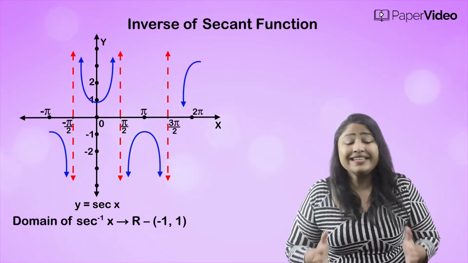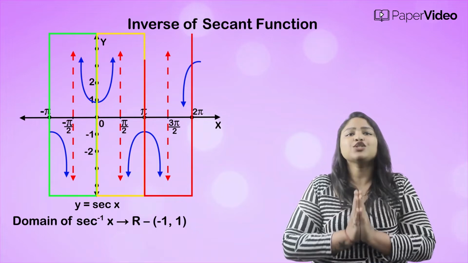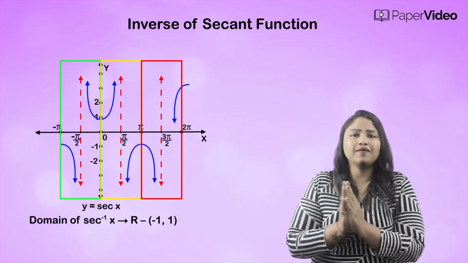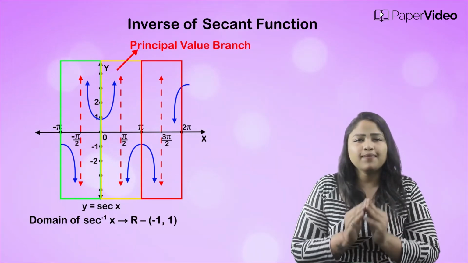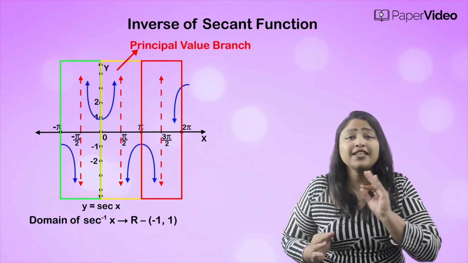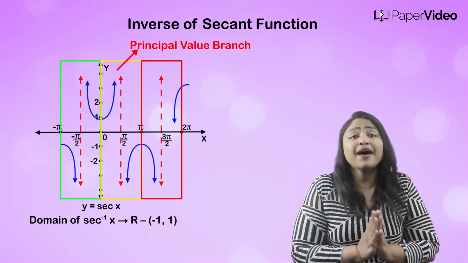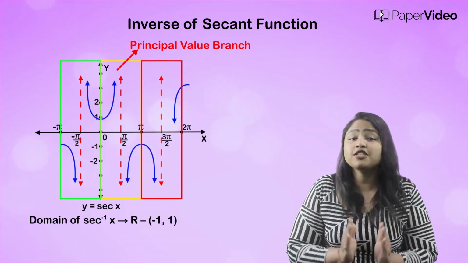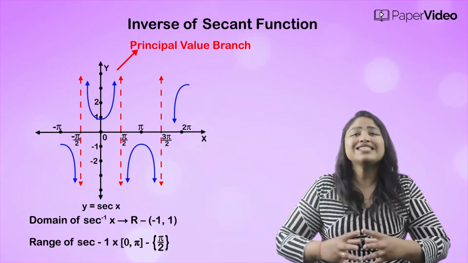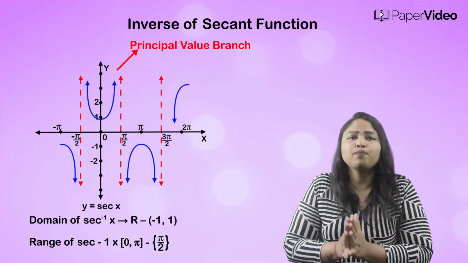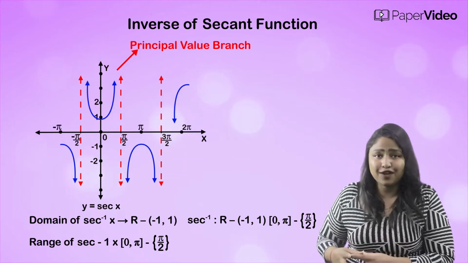And the range of the secant inverse function will be each of these intervals because secant function is invertible in each of these intervals. Corresponding to each of these intervals, we get a branch of the function, and out of these branches, the closed interval 0 to pi minus pi by 2 is known as the principal value branch. Therefore, the range of the secant inverse function is closed interval 0 to pi minus pi by 2. And this is how we write secant inverse function.